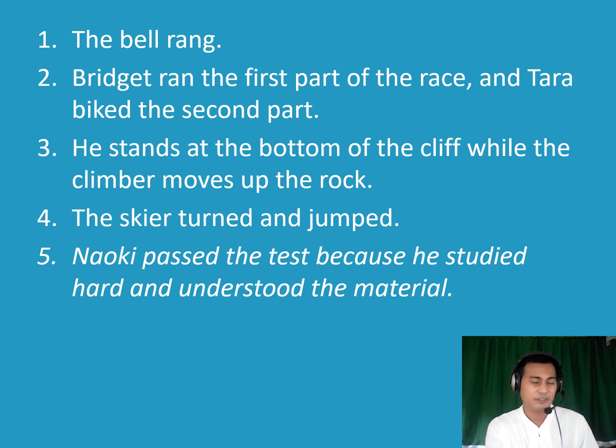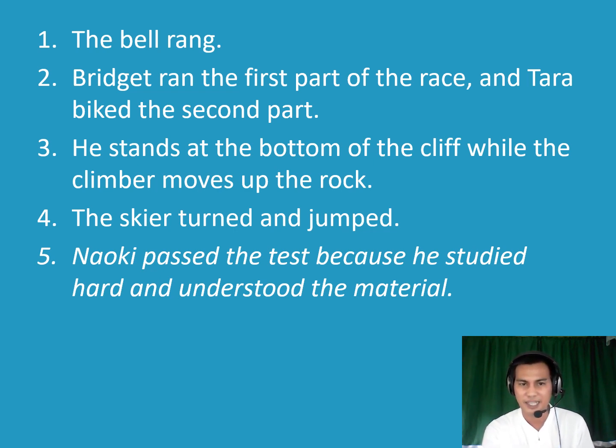Bridget ran the first part of the race and Tara biked the second part. That's a compound sentence. Why? We have here, Bridget ran the first part of the race. Who ran the first part of the race? Bridget. What did Bridget do? She ran the first part of the race. That's one simple sentence, one independent clause. Then another simple sentence or another independent clause. Tara biked the second part.